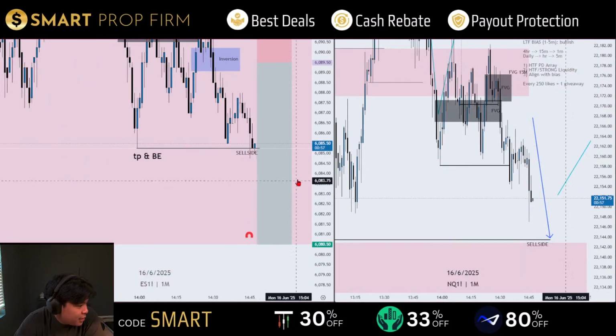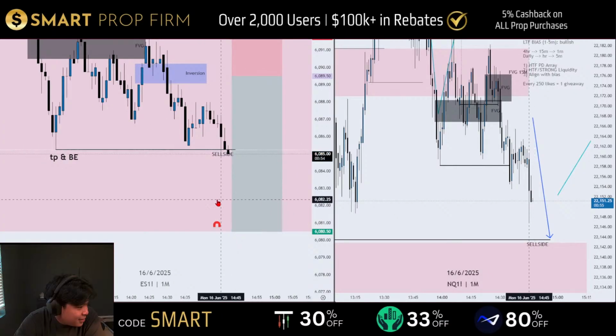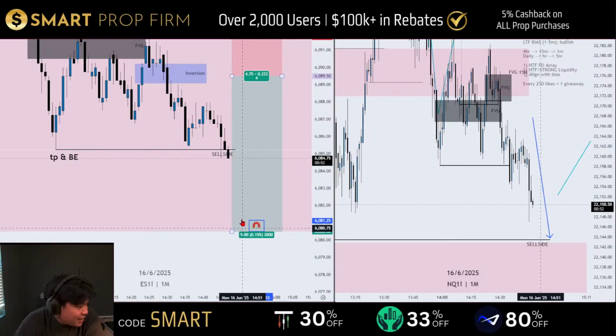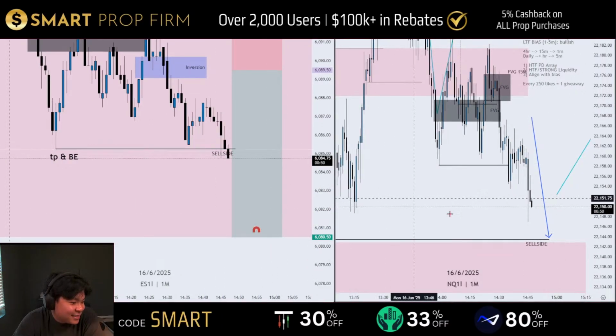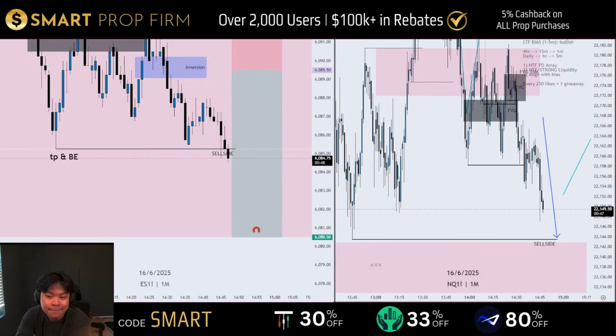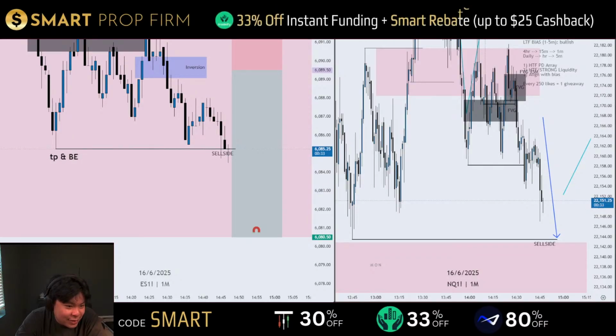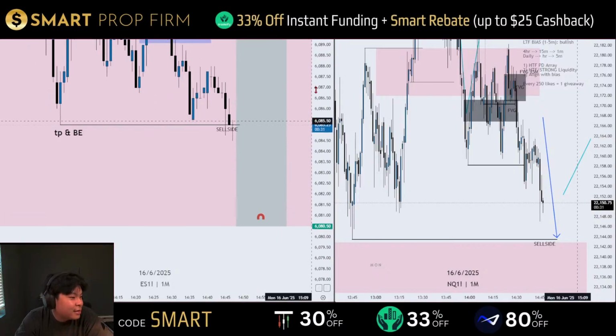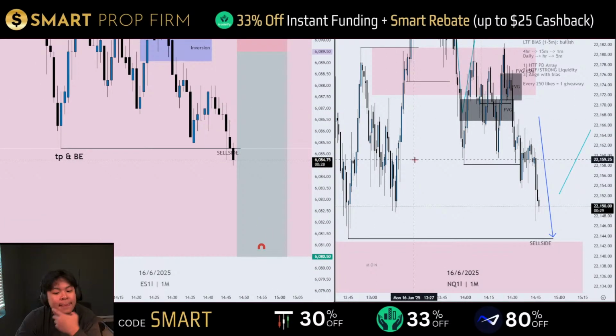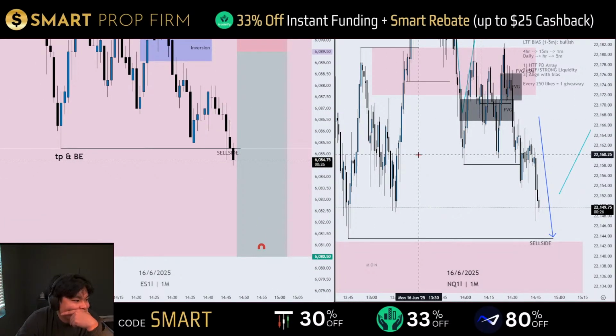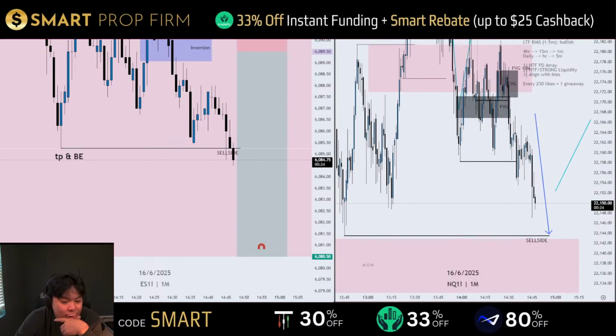Come on, baby. Come on. You see this magnet over here. This magnet is calling for your name, ES. Plus NQ as well. You know, price action is piss poor when you got me trying to sweet talk the price to move. That's how you know it's bad.